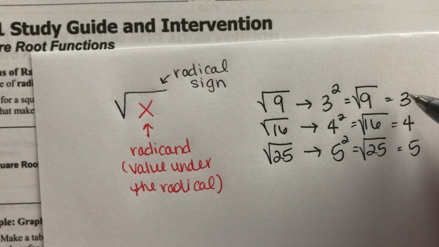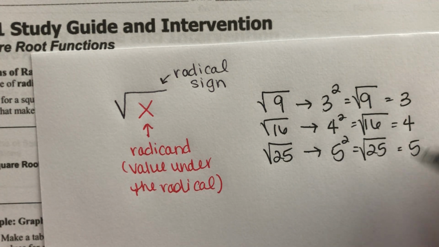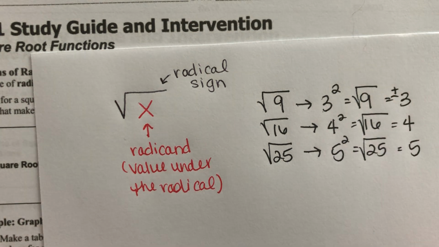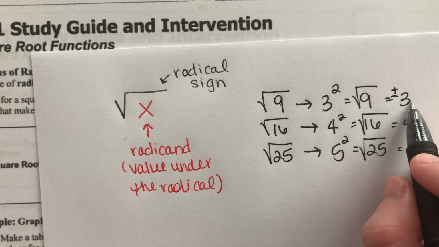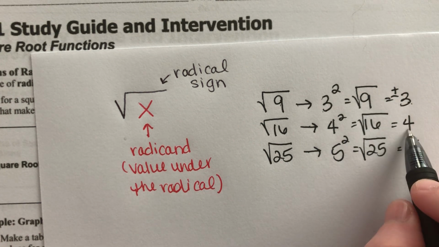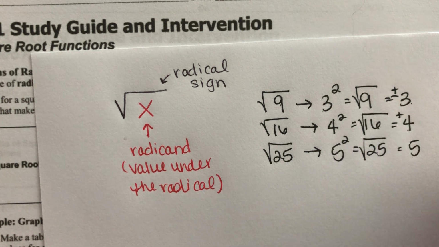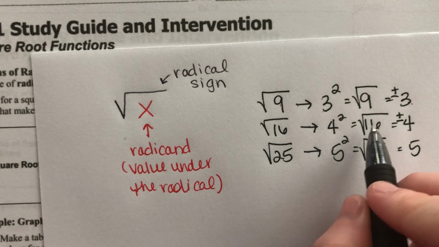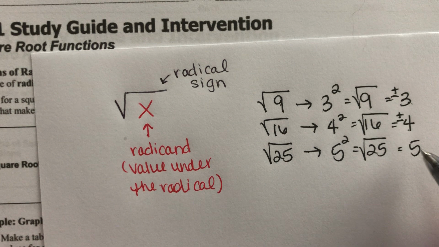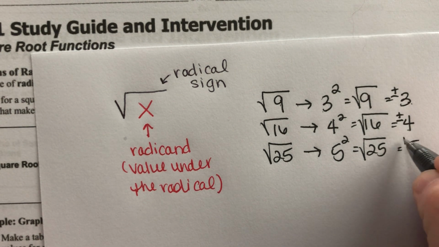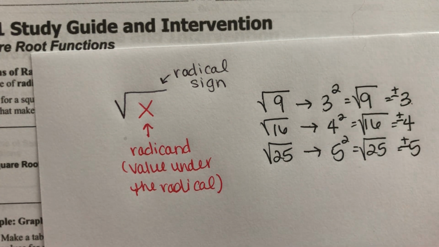And actually, whenever we take the square root, it can be positive or negative, right? This is plus or minus 3. 3 times 3 is 9. Negative 3 times negative 3 is positive 9. 4 times 4 is 16. Negative 4 times negative 4 is 16. 5 times 5 is 25. Negative 5 times negative 5 is 25.